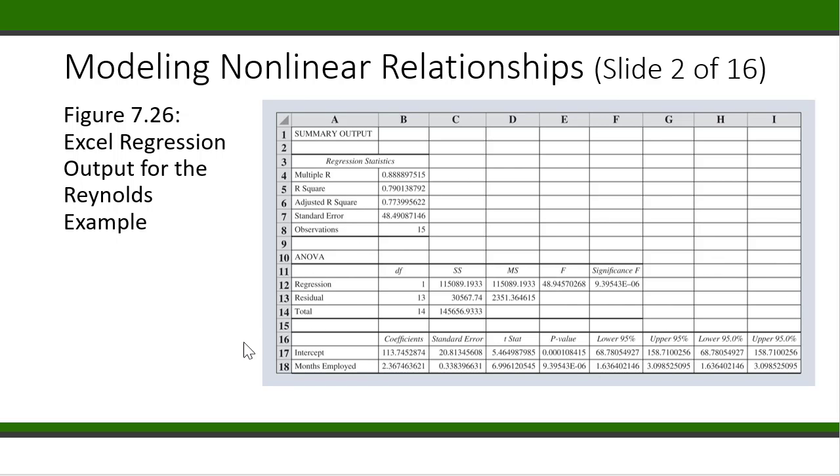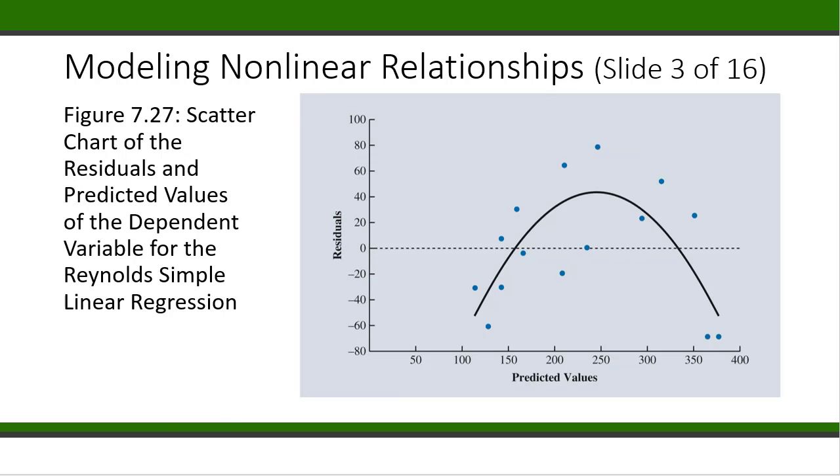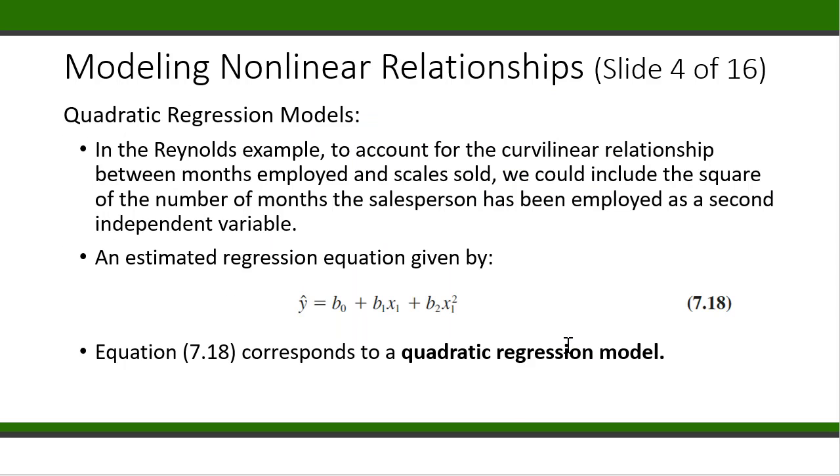But if you do a different model, could we explain more of the relationship that's there than just doing a linear regression line? So I'll move on to a different type of model. In this example, you might have a scatter chart of the residuals and the predicted values of your dependent variable. And that looks very curvilinear. That will be an indication that maybe a different model would give you a better fit of your data.